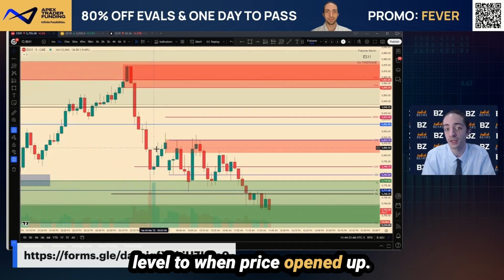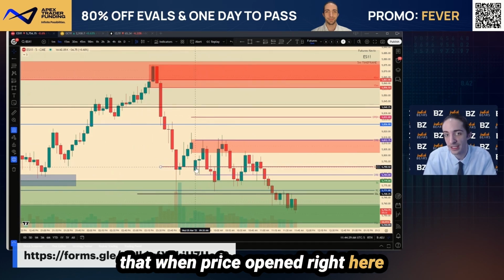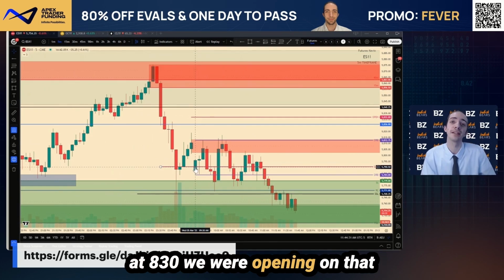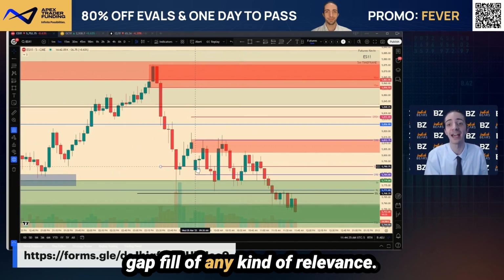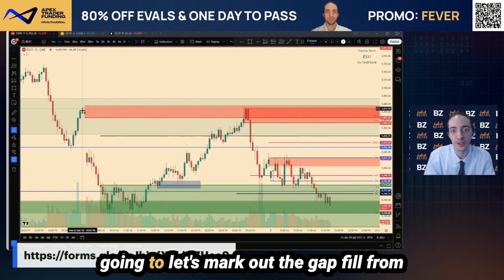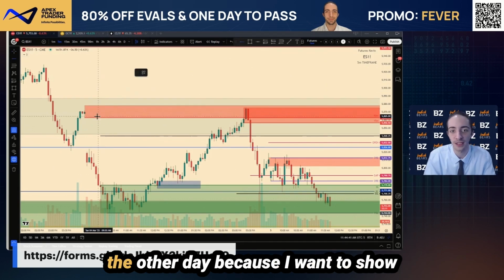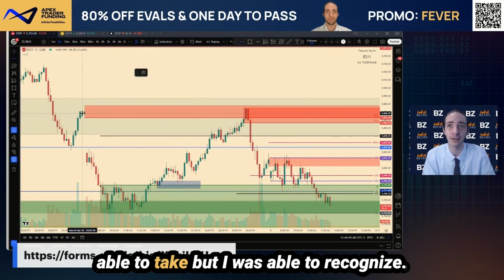When price opened up, some people like to use the gap fill as a price target. But we see that when price opened right here at 8:30, we were opening on that gap fill. So that disqualified the gap fill of any kind of relevance. Now, I do want to point out, and let's mark out the gap fill from the other day, because I want to show you guys a really great trade I wasn't able to take, but I was able to recognize.